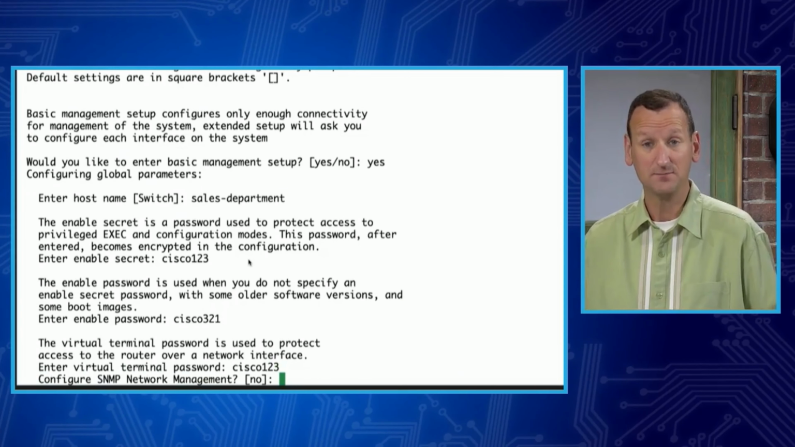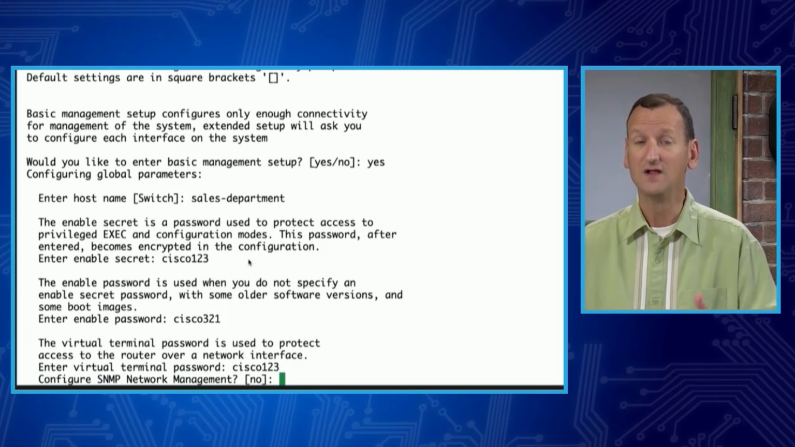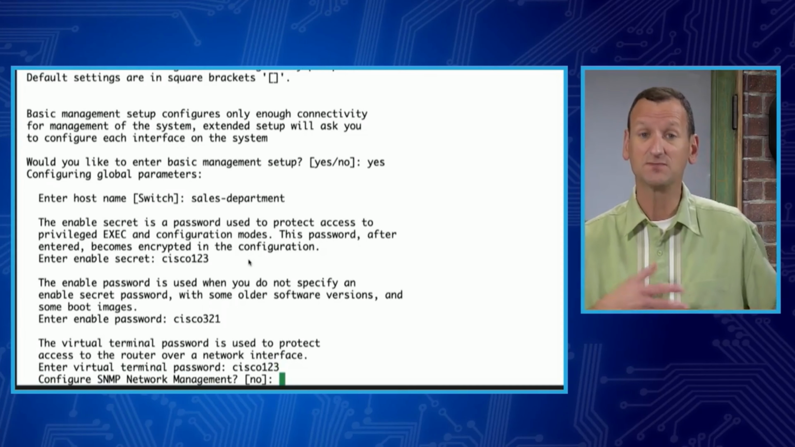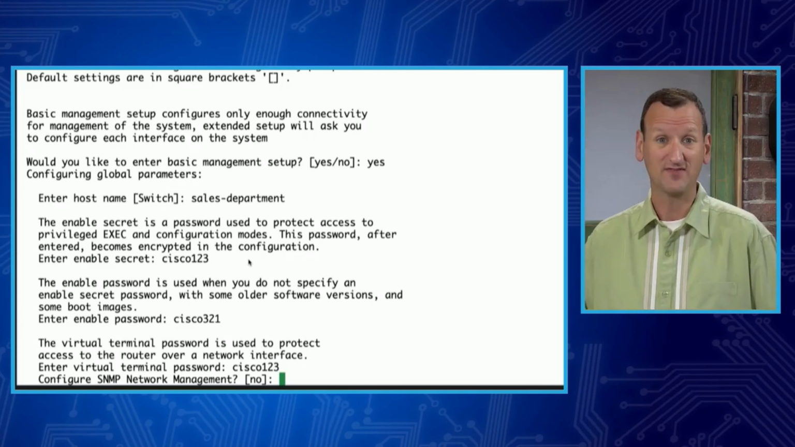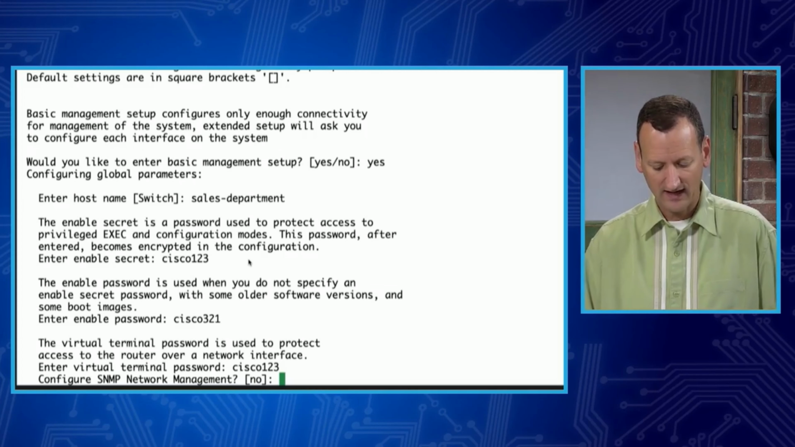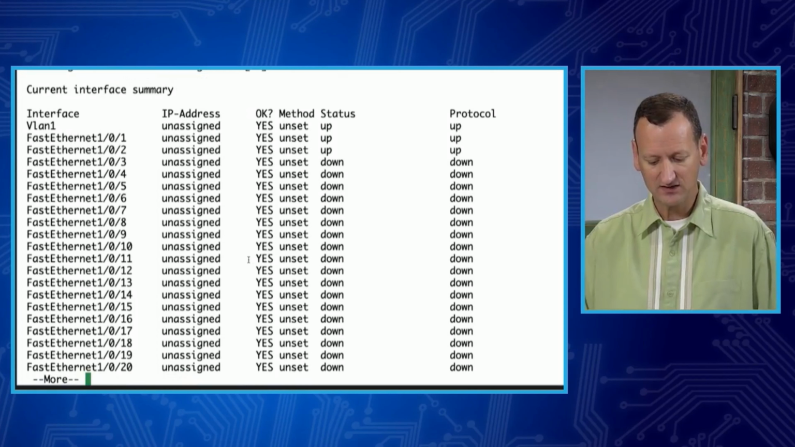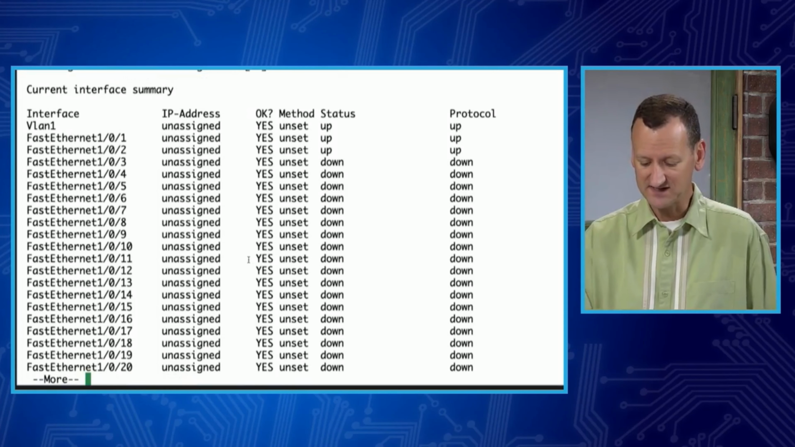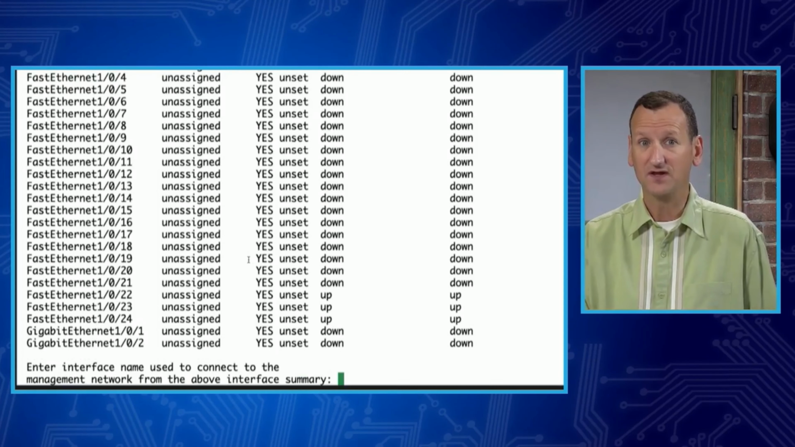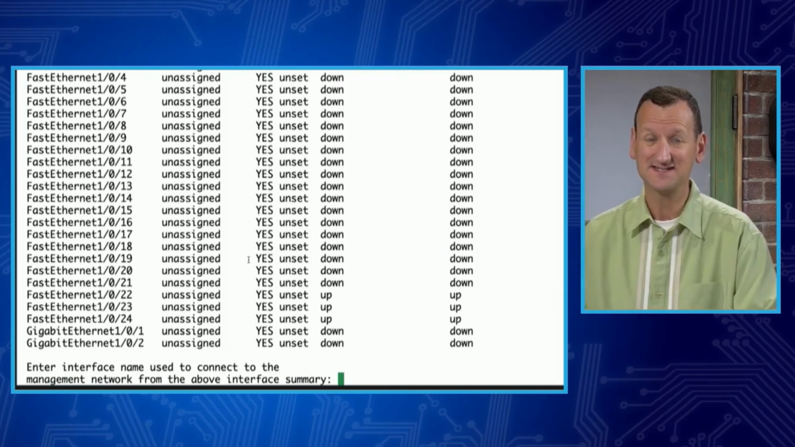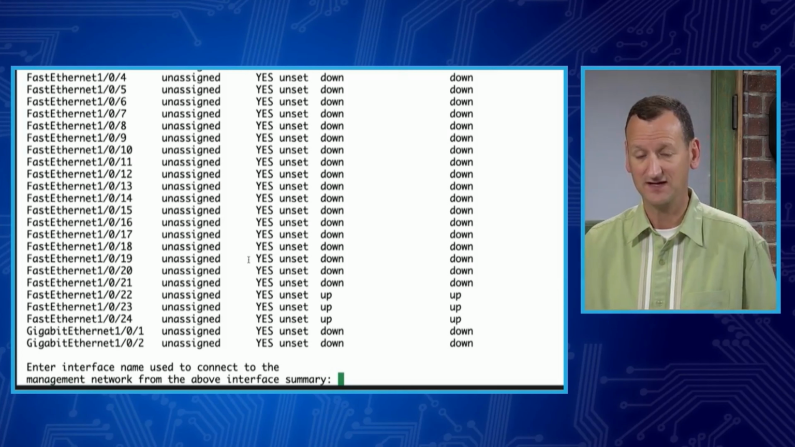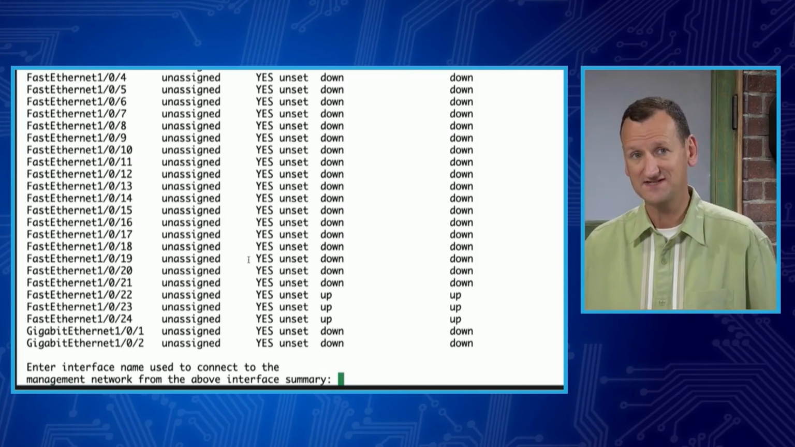Do I want to configure SNMP, the Simple Network Management Protocol? This will allow me to pull statistics into some kind of reporting software. I don't have that set up right now, so I'm going to say no. I can always turn it on later. And then after that, it's going to give me a list of the ports and their current status. I see several of my ports are up. Many of them are down. Nothing's plugged into them. But it gives me a chance to verify, am I seeing links where I expect them to be, right? And that's kind of our last step.